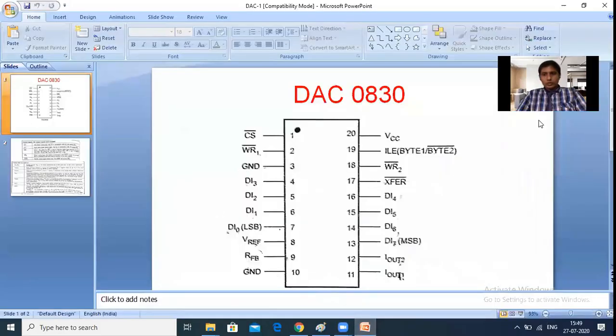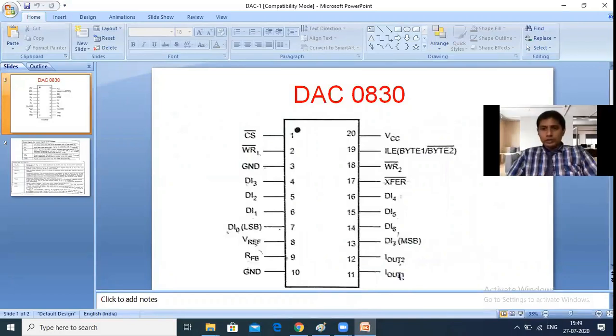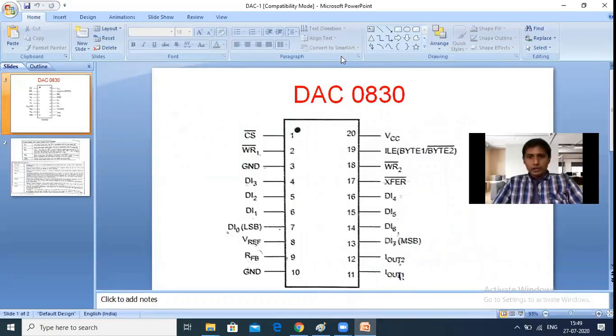See here, many DAC ICs are available. Now let us see one DAC IC, call it DAC 0830. I will highlight it. So the IC number DAC 0830 is one DAC. Let us see what the role of this DAC IC is, how many pins are present, and what the functioning of each pin is. We'll see it in detail.